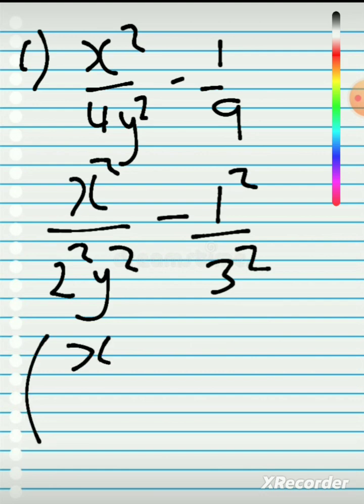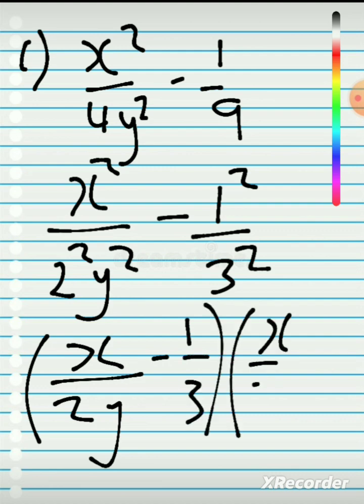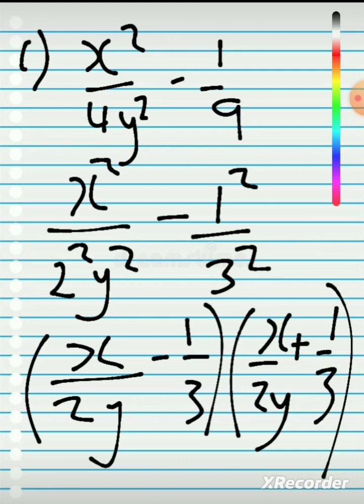So it can be written as x over 2y, minus 1 over 3, again, x over 2y, plus 1 over 3. Okay? So this is the answer.